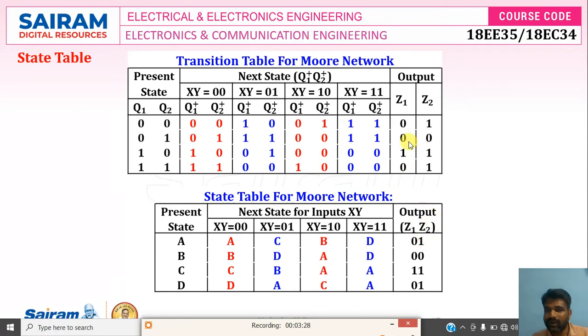And here the output has a small variation. Instead of a separate column, here we have written Z1, Z2, 01, 00, 11, 0. So this is the state table.